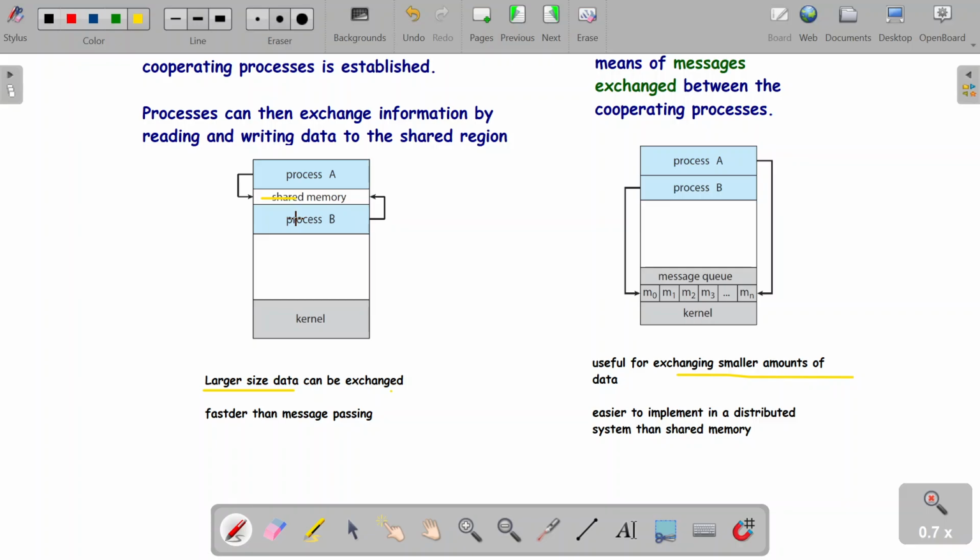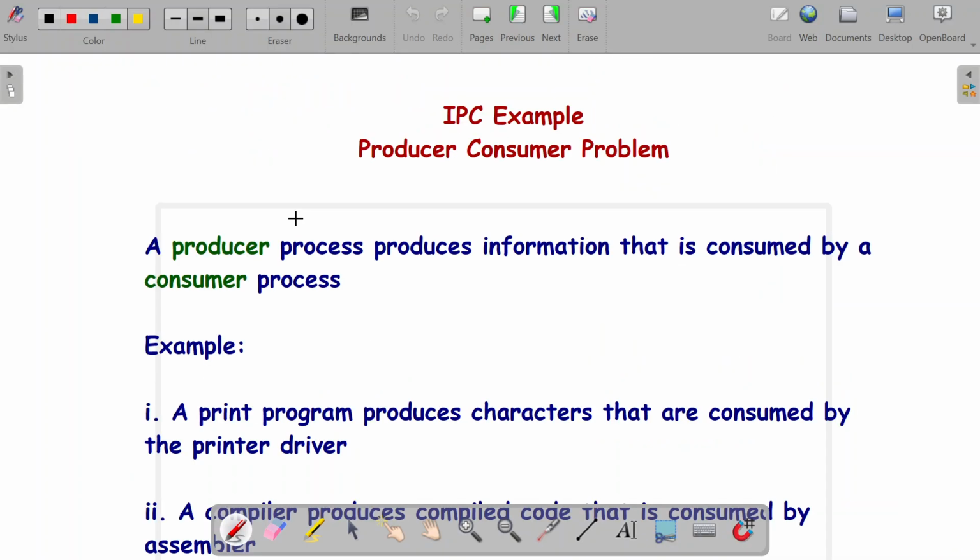So the usability depends on what kind of process and what kind of data is going to be exchanged among two cooperating processes. Now, as an IPC example for shared memory, we are going to discuss one standard example called the producer-consumer problem. So there are two processes. Assume it's an abstract concept, two processes.